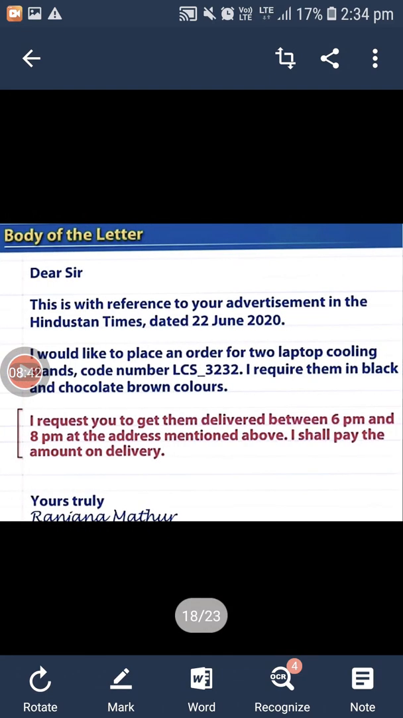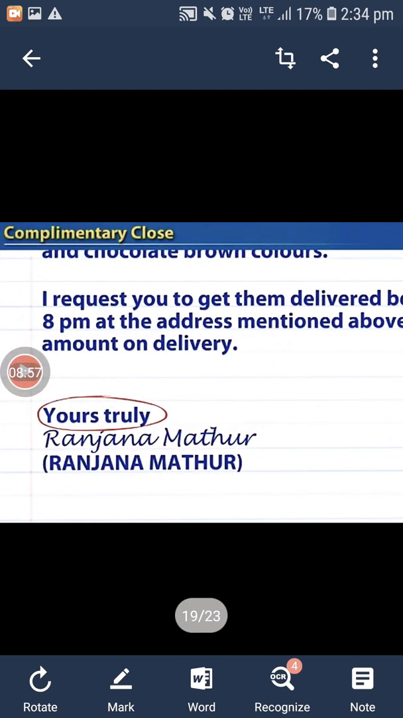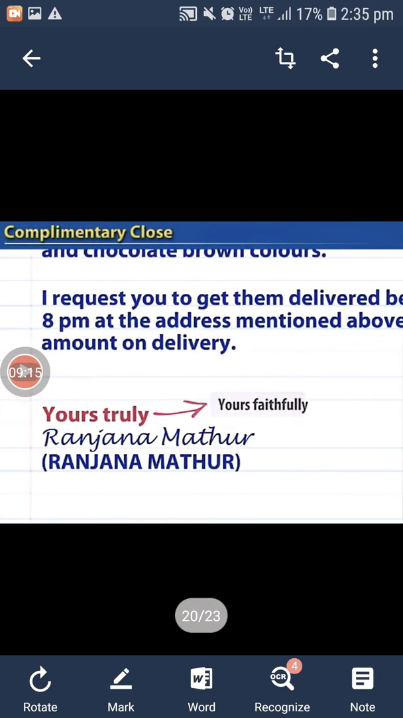These 3 parts are very important in the body of any formal letter, especially. So please write in the way I have shown you in the sample. Again, in the complementary clause, we are using here, yours truly. We can also mention yours sincerely, yours faithfully, with the name and the designation if it is given there.